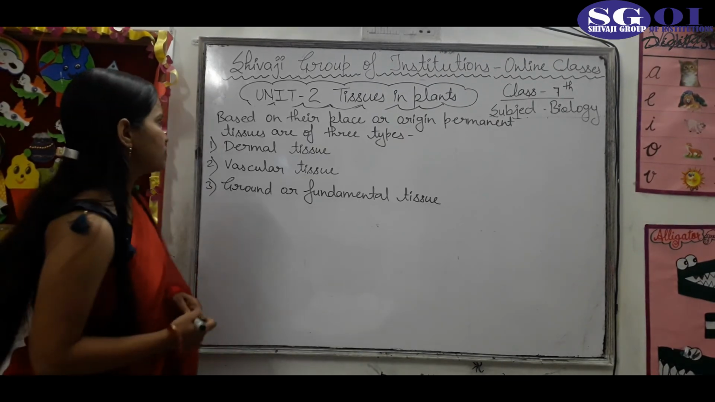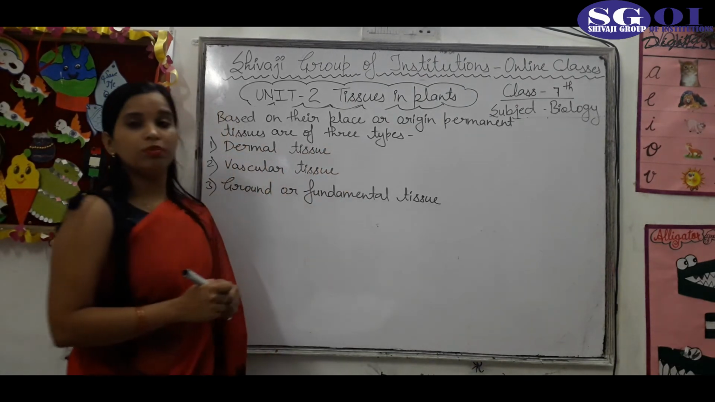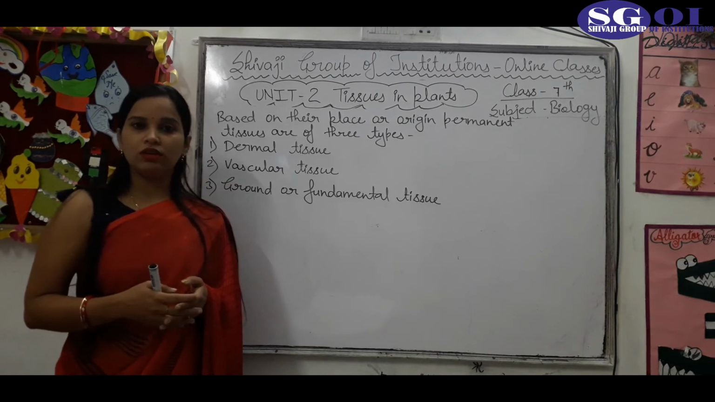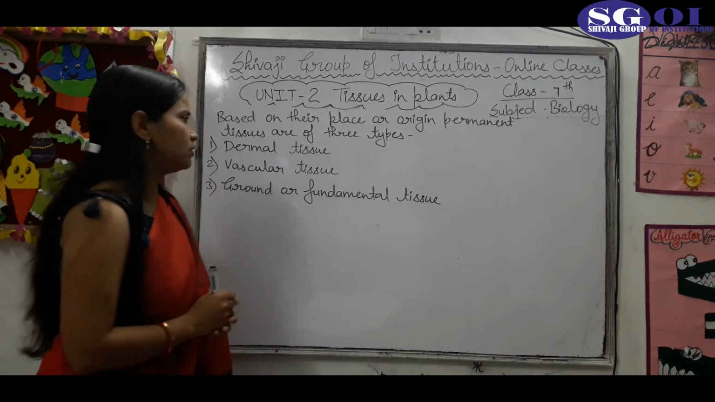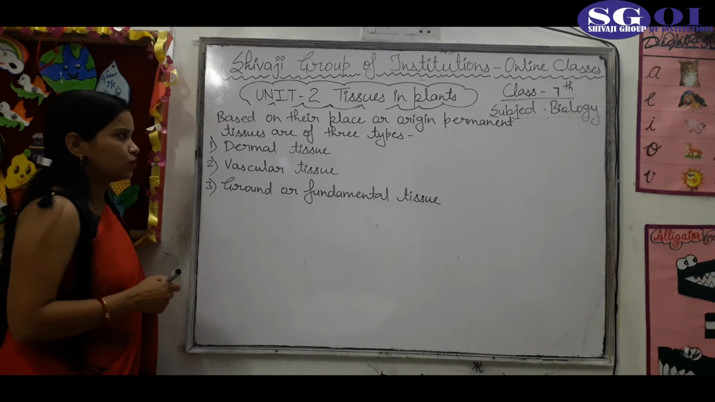And the next type is based on their place and origin. Permanent tissues are also of three types. Based on the origin, permanent tissues are of three types. First is dermal tissue, second is vascular tissue, and third is ground tissue.